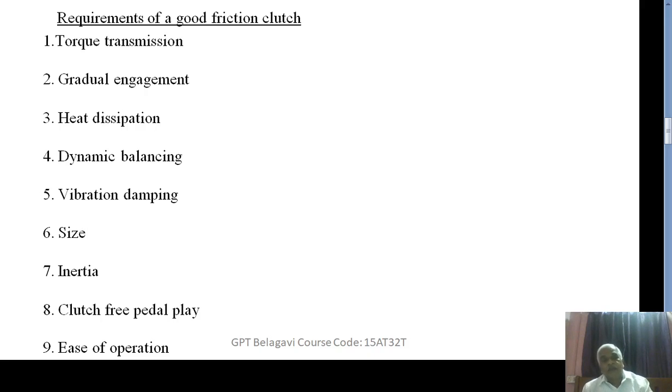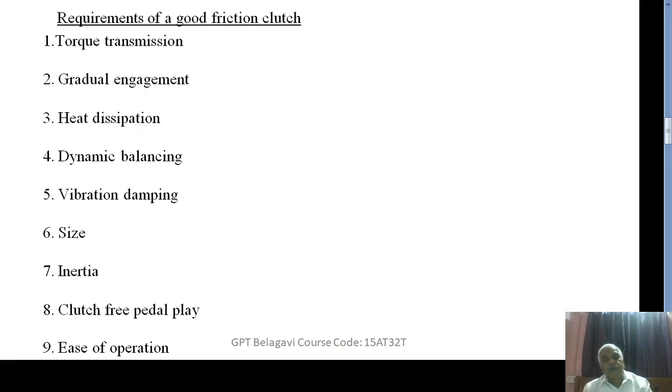And the second one, the gradual engagement. The engagement of the clutch and even the disengagement of the clutch should be gradual. This gradual engagement and gradual disengagement avoids sudden jerks. Therefore, to avoid the sudden jerks, the clutch should be engaged gradually. We have to consider this aspect also while designing this friction clutch.